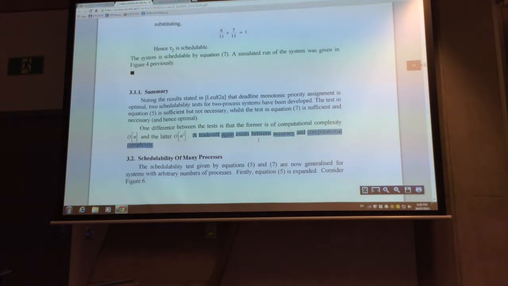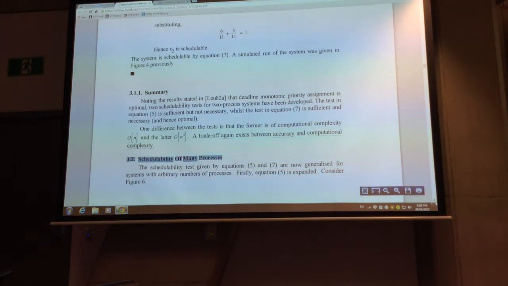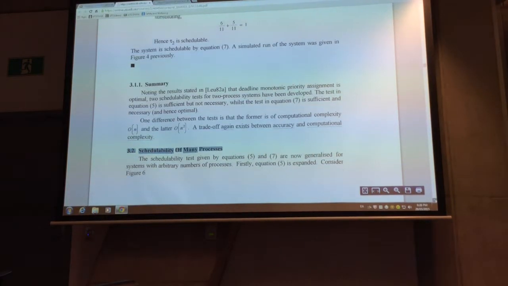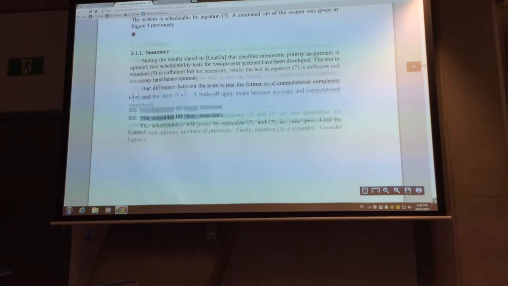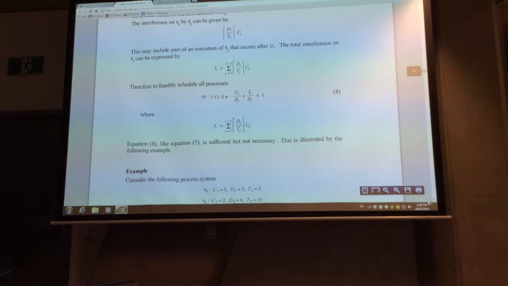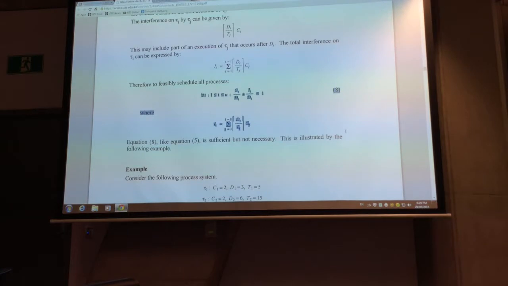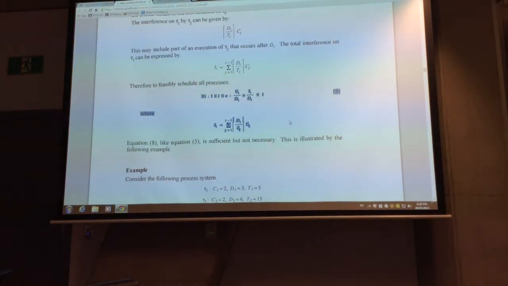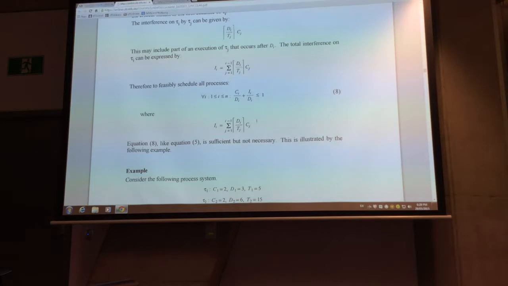All right. So that's the case for two processes, but that isn't going to get us very far in any real engineering context. So he's extended this to have a look at the schedulability of many processes. So now we've got an arbitrary number of processes. He wants to generalise equations 5 and 7, basically. So back to the drawing board, and he's come up with, again, two more tests for the schedulability of tasks with deadline monotonic scheduling, with pre-period deadlines. And there's the test there with the imprecise expression of the interference factor.